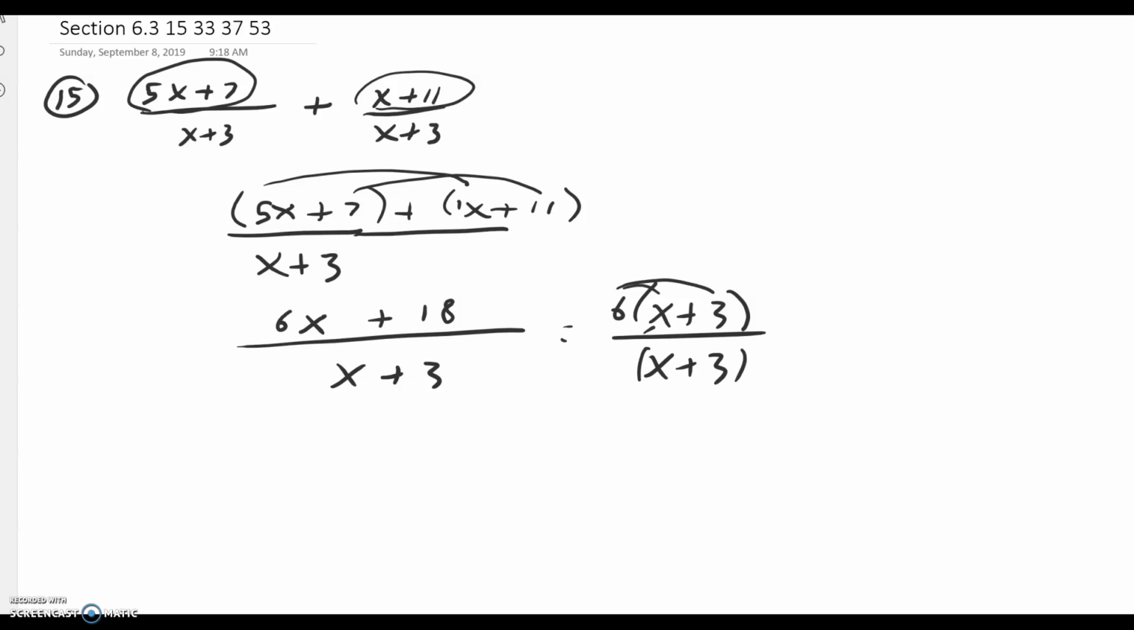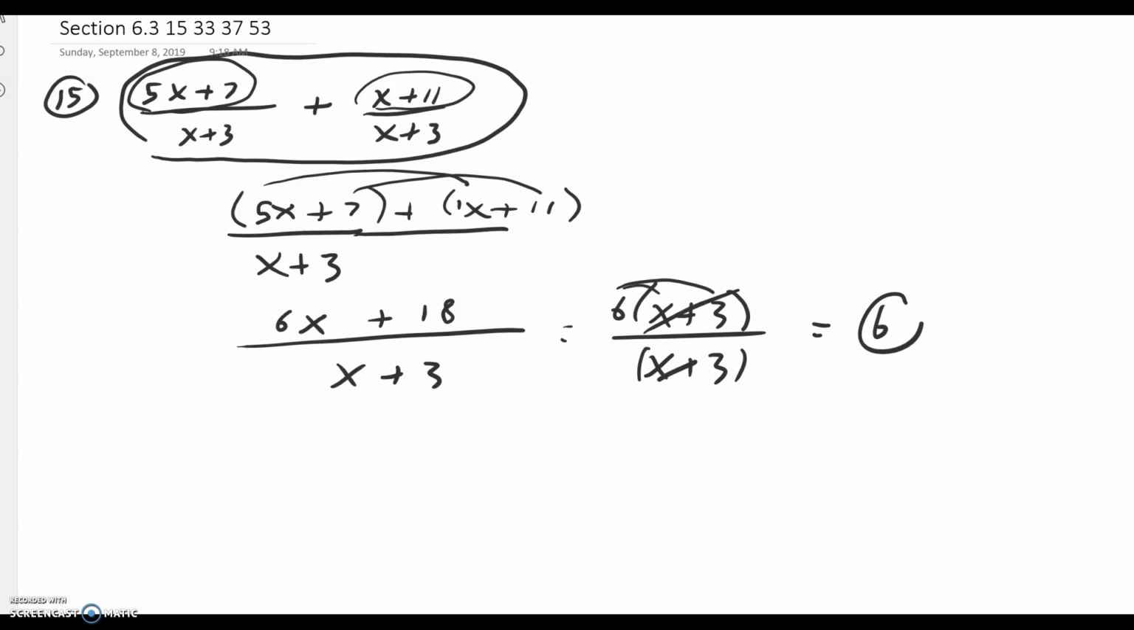And now the common binomial factor of x plus 3, one on the bottom, one on the top, cancels, and we find out that this is 6. This means everywhere these fractions are defined, they add up to 6. So specifically, if x is 1,002,300, then this all adds up to 6. If x is -7, this all adds up to 6. Whenever these fractions are defined, they add up to 6.